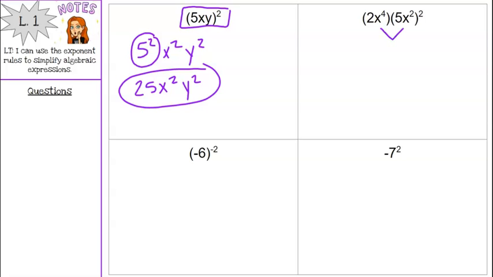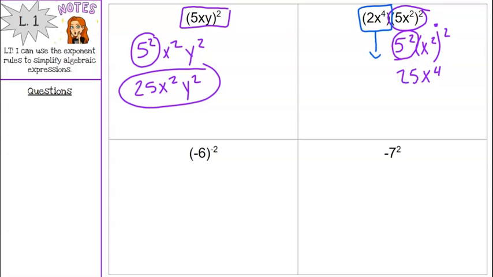Here we've got a couple things going on. We have multiplication of the 2 parentheses, but then we also have power to a power. We're going to need to take care of that power to a power first. So we're going to give that squared to the 5, so 5 squared. We're also going to give the squared to the x squared, so it becomes x squared squared. Now remember, when it's x squared squared, we're raising a power to another power. We can simplify that by multiplication. So 2 times 2 is 4. So this would really be x to the power of 4. 5 squared is 25.